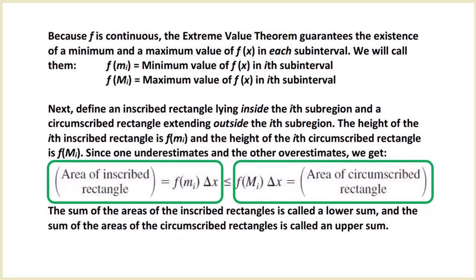So if we get all the minimum values and all the maximum values and find the areas based on those values, we've got what I circled in green down here. The function applied to the minimum values times delta x is going to give us the area of the inscribed rectangles, and something similar for the maximum values of f of x. And they're given a name, the lower sum and the upper sum.